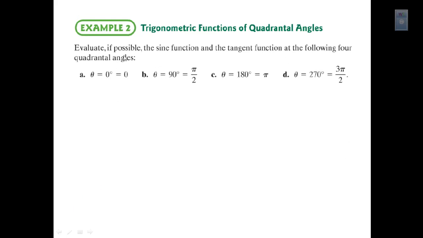All right, evaluate, if possible, the sine function and the tangent function at the following 4 quadrantal angles. Now, quadrantal means we're going to end up dealing with the axes. So 0 degrees is the positive x-axis, 90 is the positive y. So when we say quadrantal, we're talking about one of the axes.